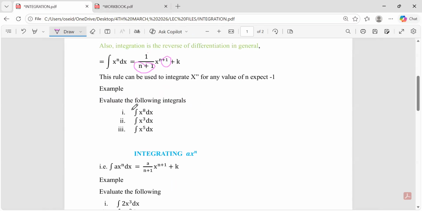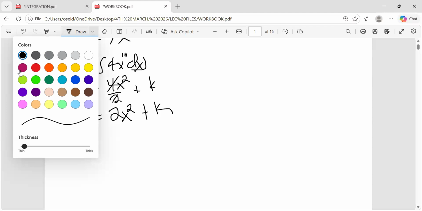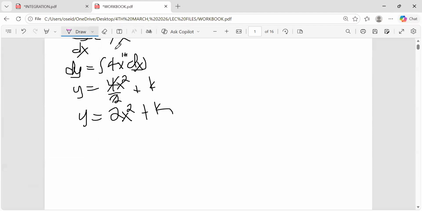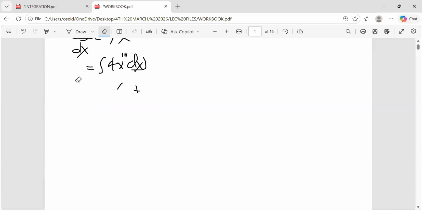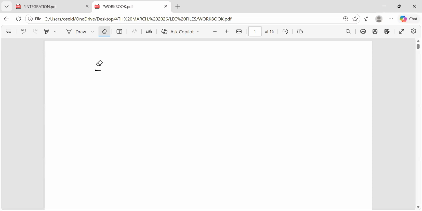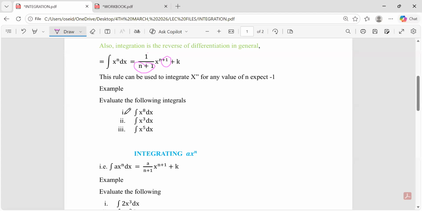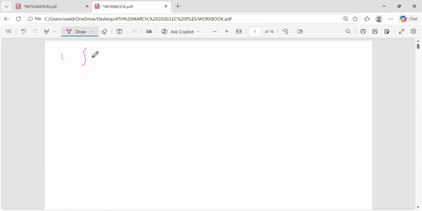So let's have these examples and see. Example 1. We have the integral of x exponent 8 dx.